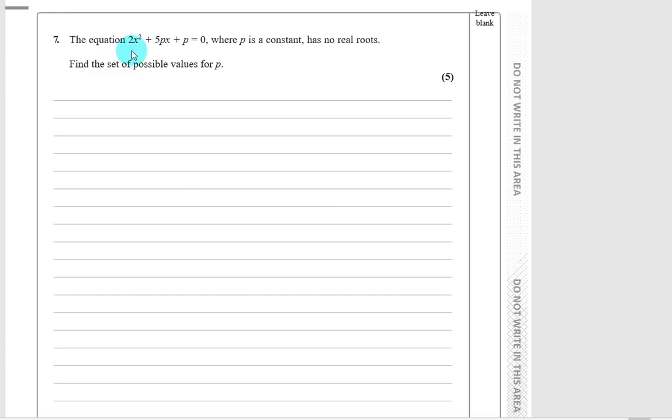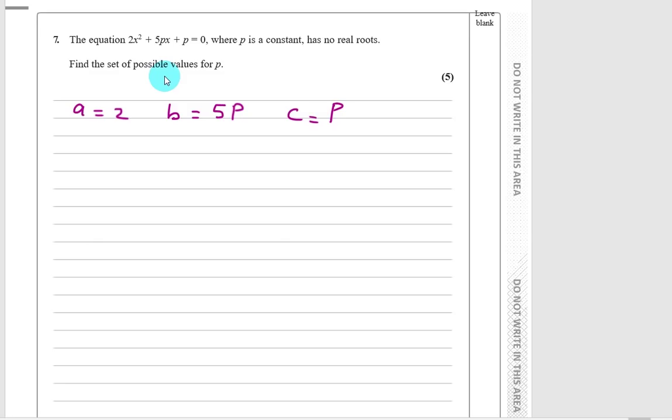The equation 2x² + 5bx + b = 0, where b is a constant, has no real roots. Find the set of possible values of b. To start solving this question, a is equal to 2, b is equal to 5b, and c is equal to b.